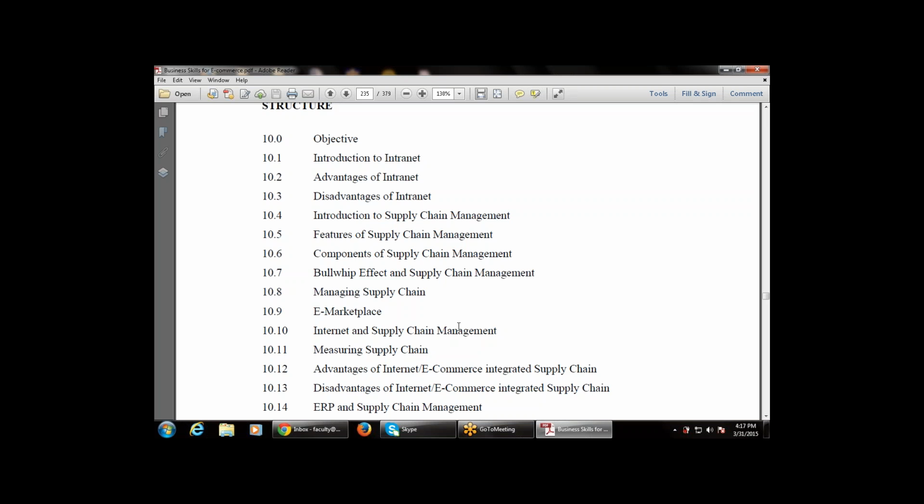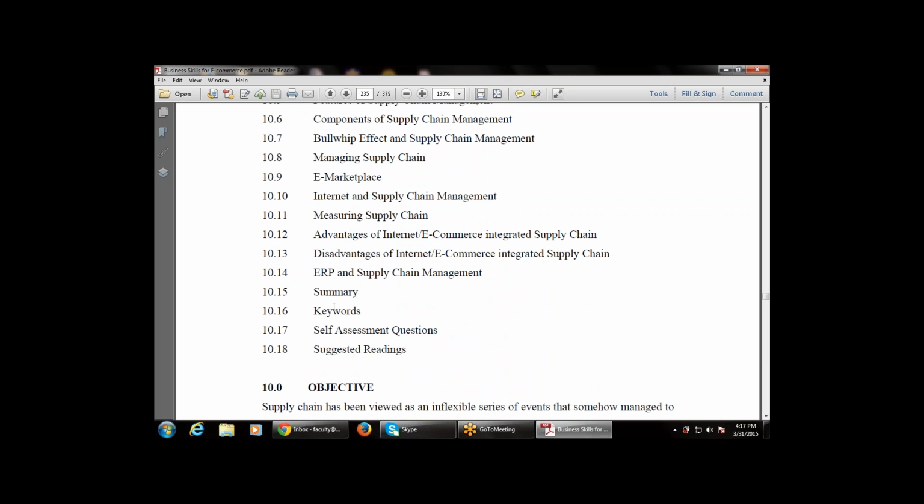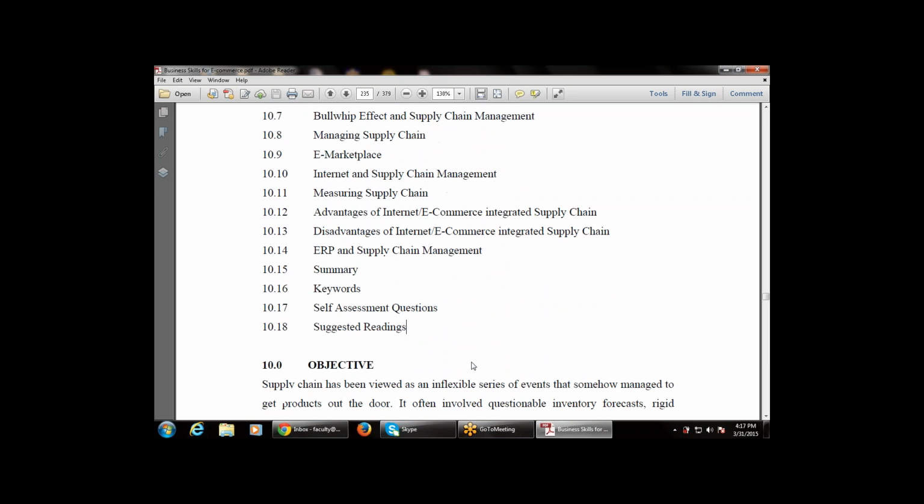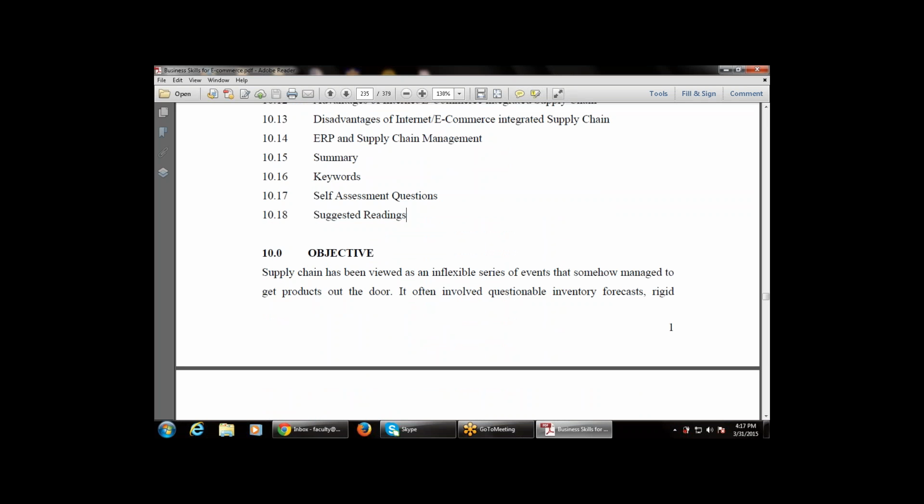Bullwhip effect and supply chain management, managing the supply chain, that is how to manage the supply chain. Then e-marketplace, then internet and supply chain management, that is how the internet is related to supply chain management. Then measuring the supply chain, advantages of the internet, e-commerce integrated supply chain, disadvantages, ERP and supply chain management, summary, keywords, self-assessment questions, and then the readings, meaning the books on this topic. So these are the 18 topics in this chapter. This is a lengthy chapter.